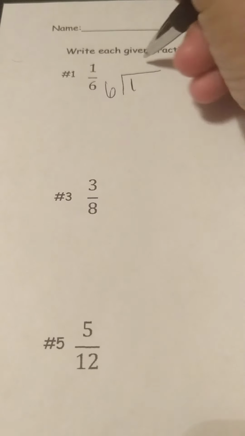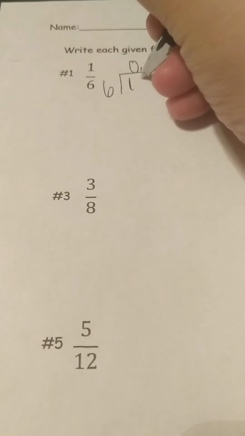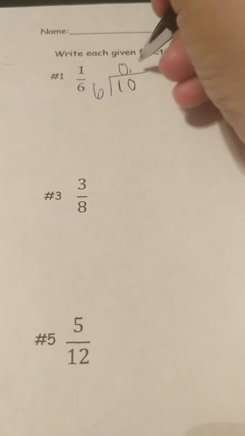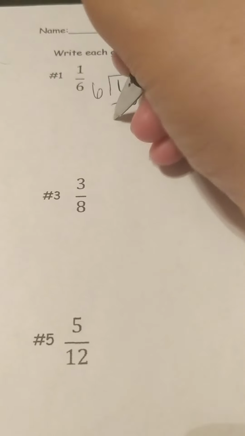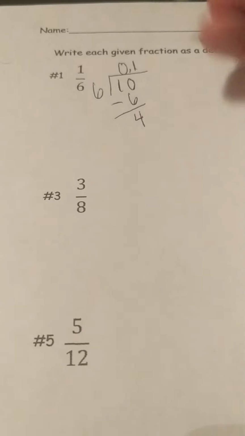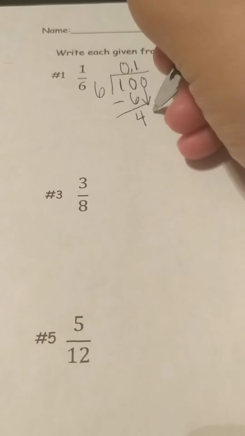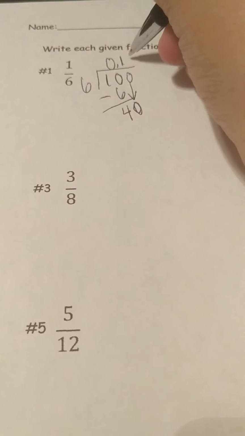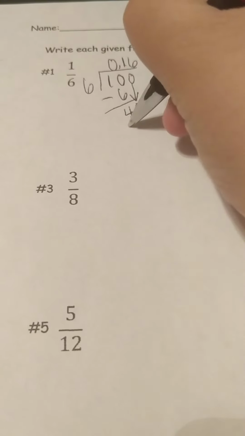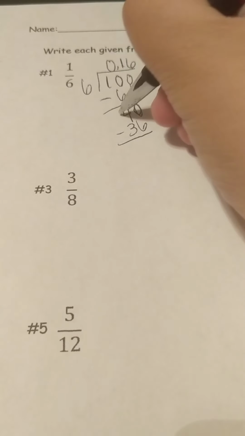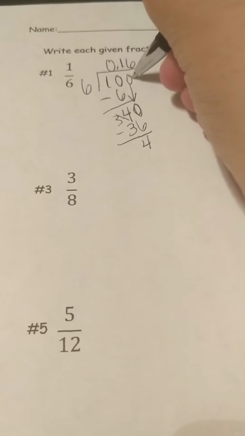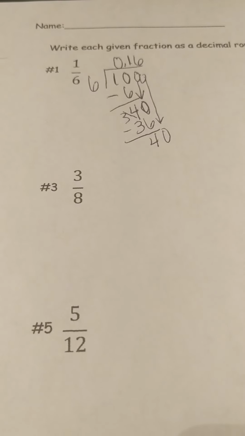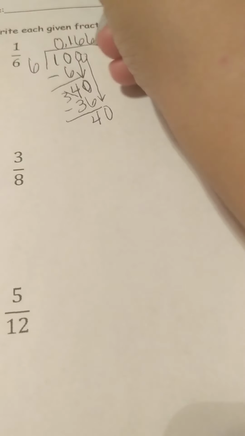So 6 can't go into 1, so we'll add a 0 and a decimal. Then a 0 on the inside. 6 can go into 10 one time. Subtract, we get 4. Again, we're going to keep going 3 places. 6 can go into 40. That's going to go in there 6 times, which is 36. Subtract, we get 4. Add a 0, bring it down. And then 6 is going to go into 40 again 6 times.